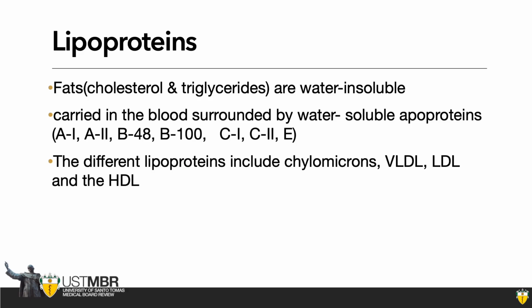Talk about dyslipidemia quickly. Okay, we know fats are water insoluble, so to be carried in the circulation, they have to be attached to some water soluble apoproteins, and these are the different forms of apoproteins. The bad ones are the B100s. Okay, anytime a particular lipoprotein has B100, they are quite atherogenic.